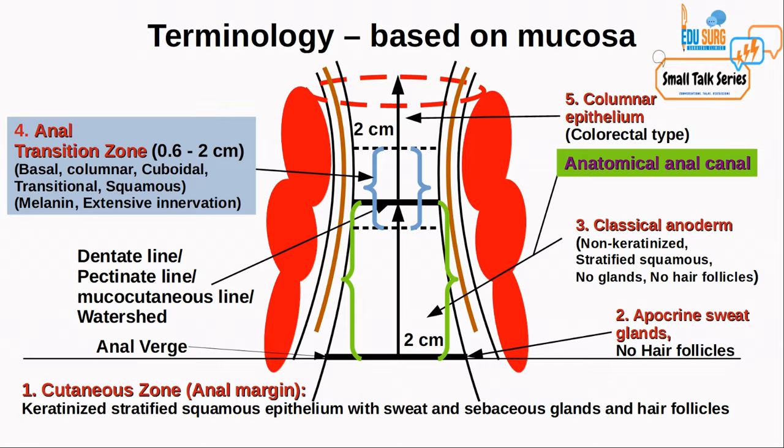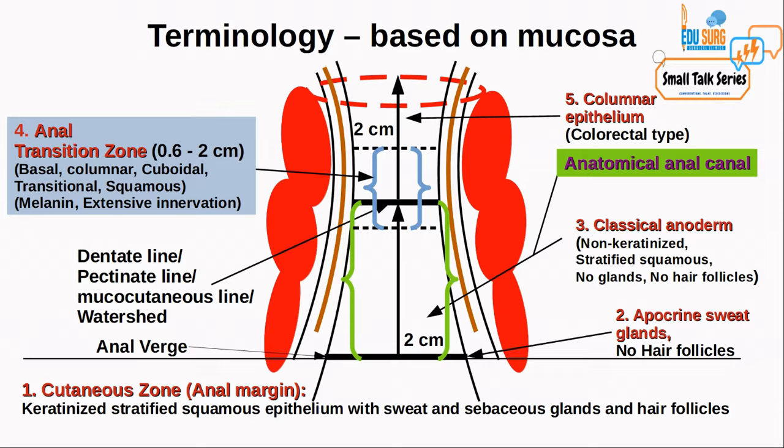This zone is important because it has extensive innervation, especially above the anal valve region. We will come to this in detail. And this area in deeper layers can also have melanin. That is why preservation of this area is important in cases where we are going to do ileal pouch anal anastomosis. So the anal transition zone extends usually 4 to 6 mm below to 1 to 1.5 centimeters above the dentate line, right?